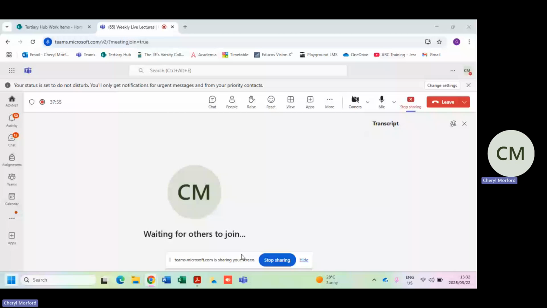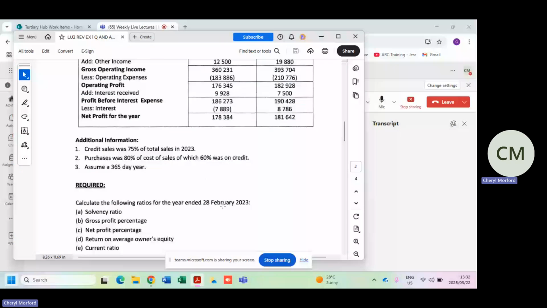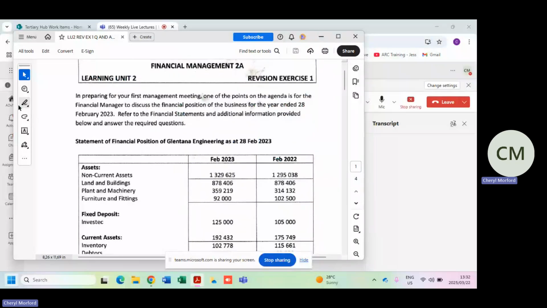Right, so here I have a question in which I'm going to try to cover all of the ratios except for the investment ratios. Those will be done in a separate recording. So in your own time, you can read the introduction, but what we want to do is calculate many ratios for a period of time, and it's always important to look to see what period of time we're talking about. So the statements are at the end of February 2023.